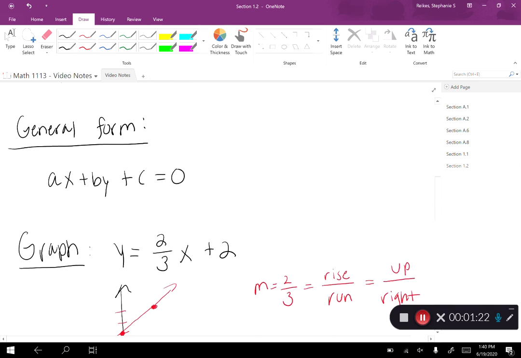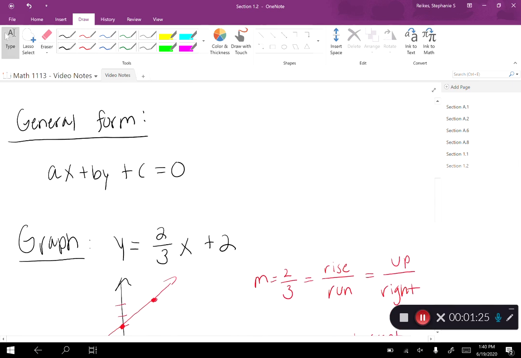And the last form you may see is general form. Ax plus by plus c equal to 0.